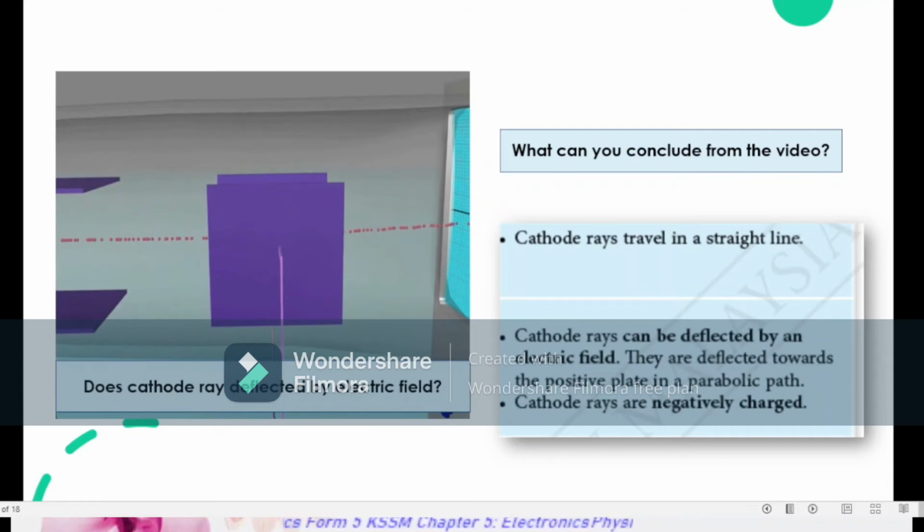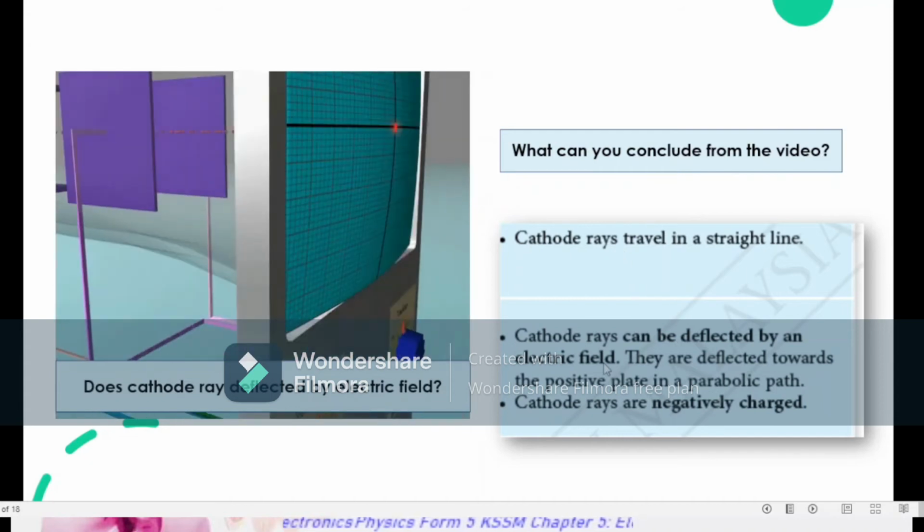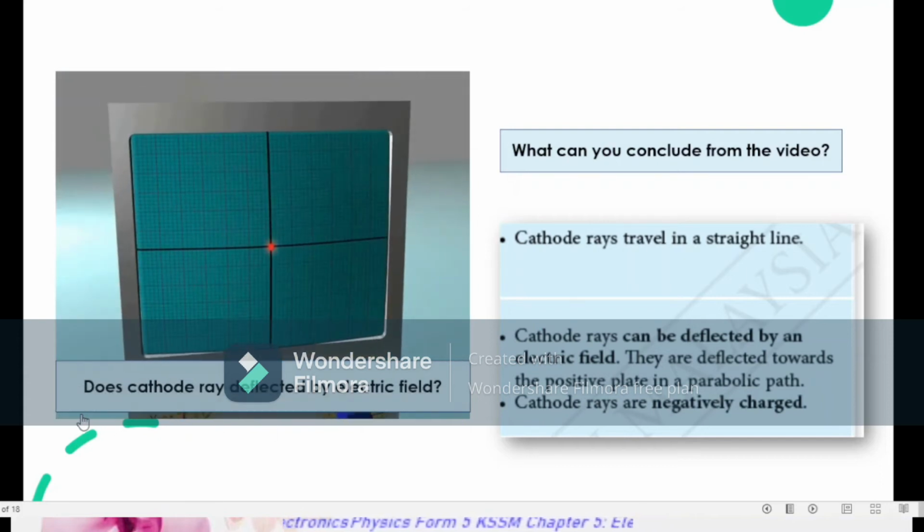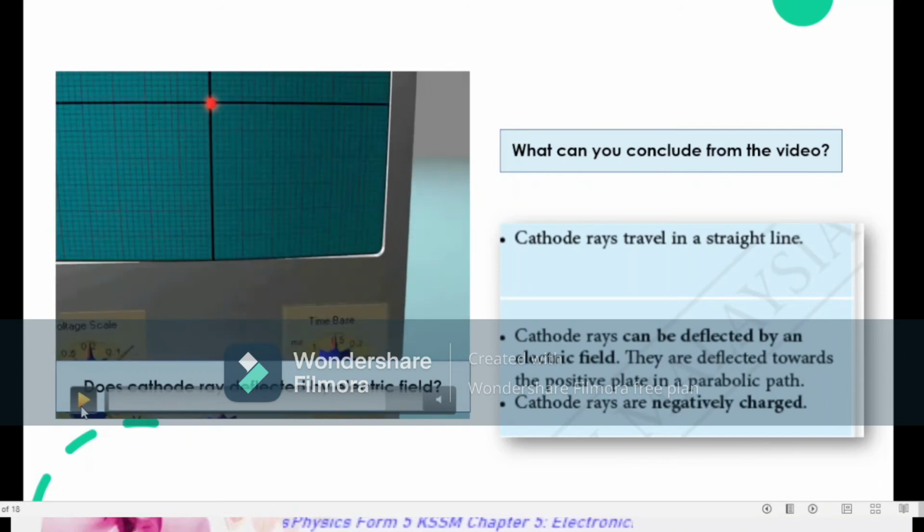So from here, what can you conclude from the video just now? Cathode rays travel in a straight line. Cathode rays can be deflected by an electric field. They are deflected towards the positive plate in a parabolic path. Cathode rays are negatively charged. As you can see from just now, cathode rays are always deflected towards the positive plate, meaning cathode rays are negatively charged.